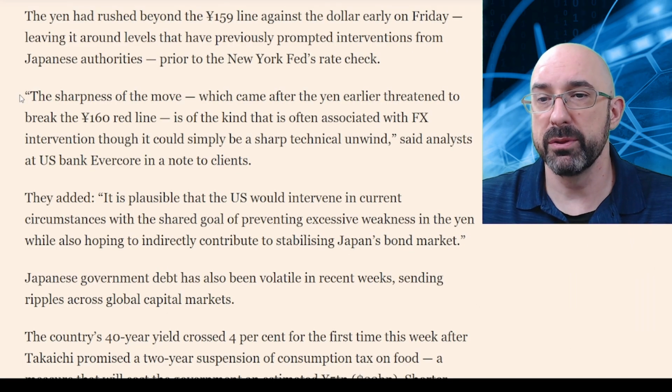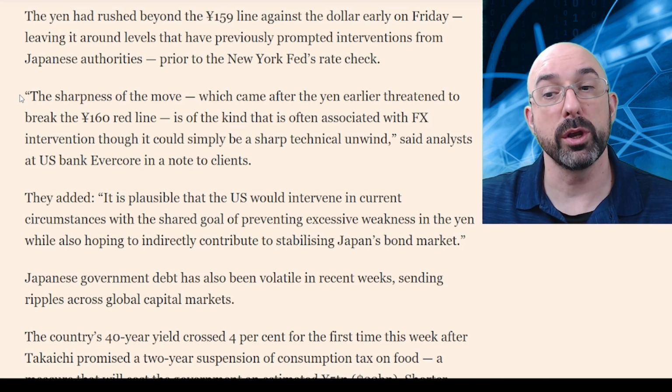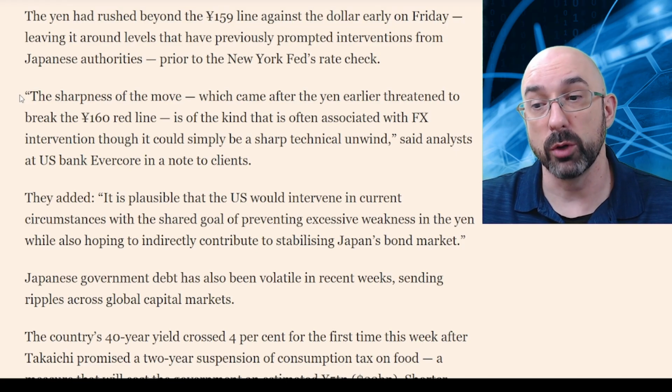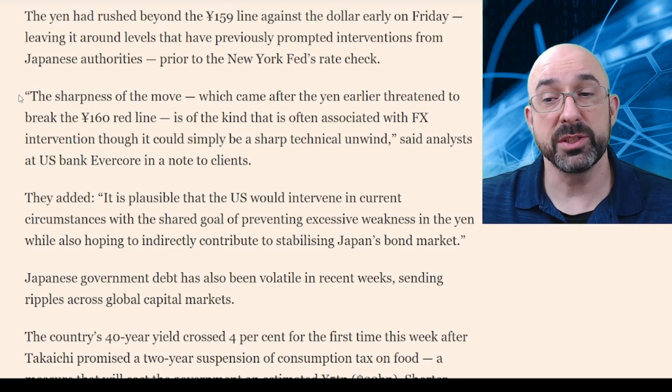"The sharpness of the move, which came after the yen earlier threatened to break the 160 yen red line, is of the kind that is often associated with FX intervention, though it could simply be a sharp technical unwind," said an analyst at US Bank Evercore in a note to clients. So let's break this down.